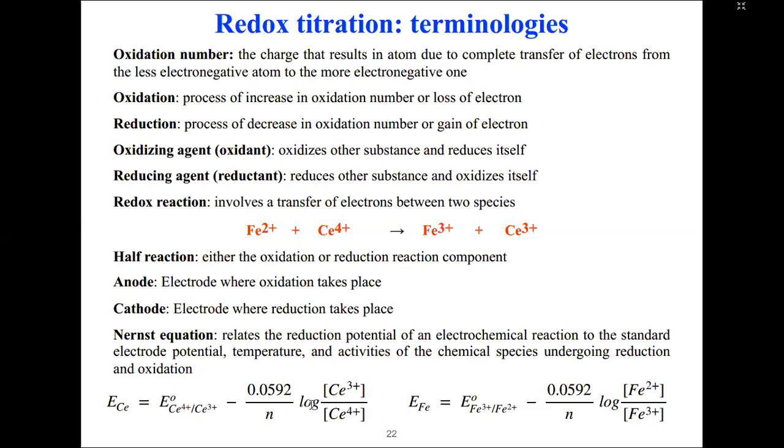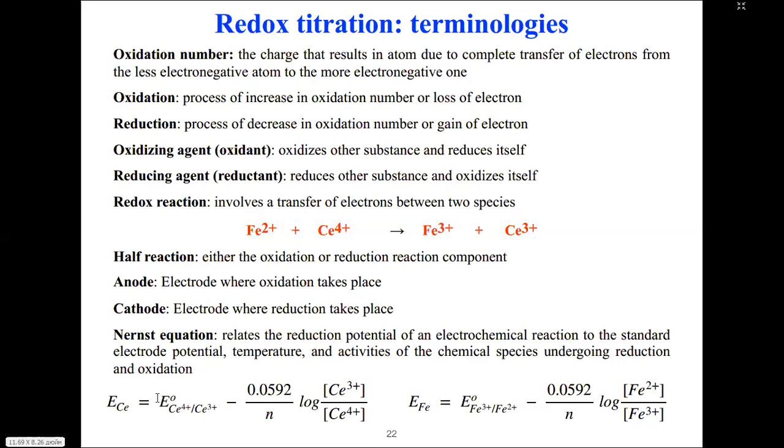Times log of Ce3 plus divided by Ce4 plus. This is product divided by reactant. Which one is the product? Which one is the reactant? How do you know? You know it by looking at how the cell is written here. The first one is the reactant, then you have a slash, a vertical line, and you have the product. So here, log product divided by reactant, the product is Ce3 plus divided by Ce4 plus.